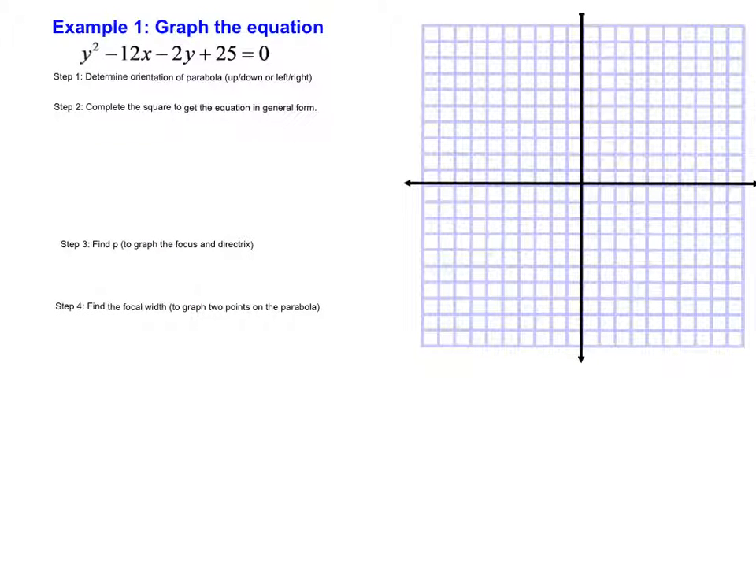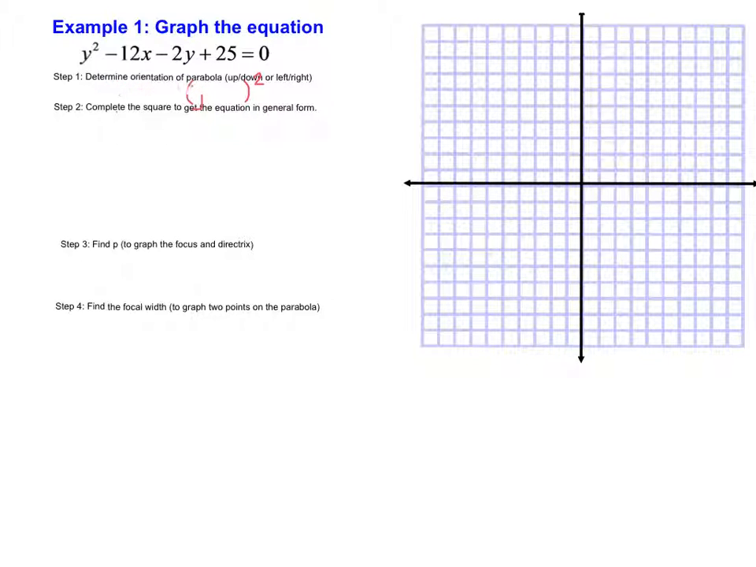Example 1 is to graph the equation y squared minus 12x minus 2y plus 25 equals 0. So the first step is to decide which equation we're going to look at. Is this going to be a graph that's y equals and then my x is inside the squared? Or is it the other way around and my x is going to be isolated and my y is what's being squared?